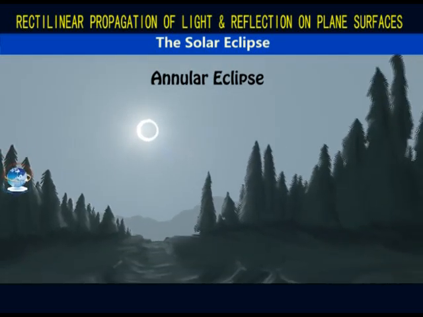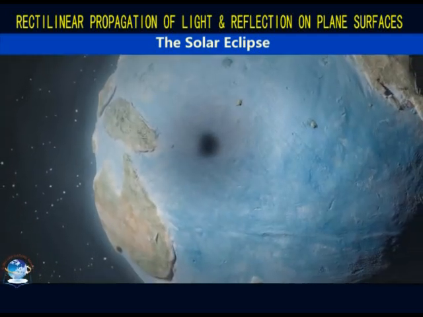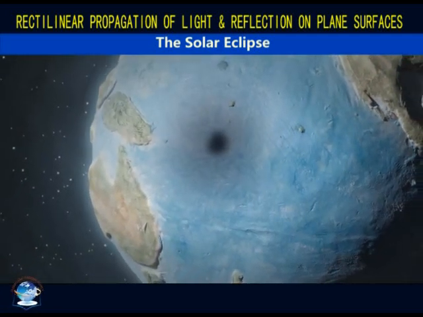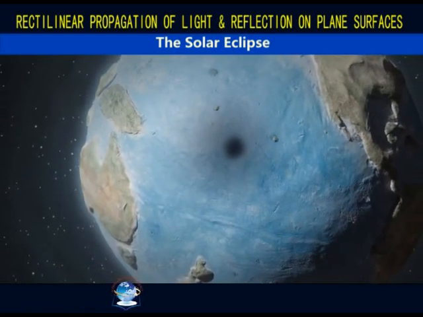Even in the rare cases of total solar eclipse, the moon's shadow is most likely to fall in the 70% of the earth covered by water, and very few people, if any, will see it.